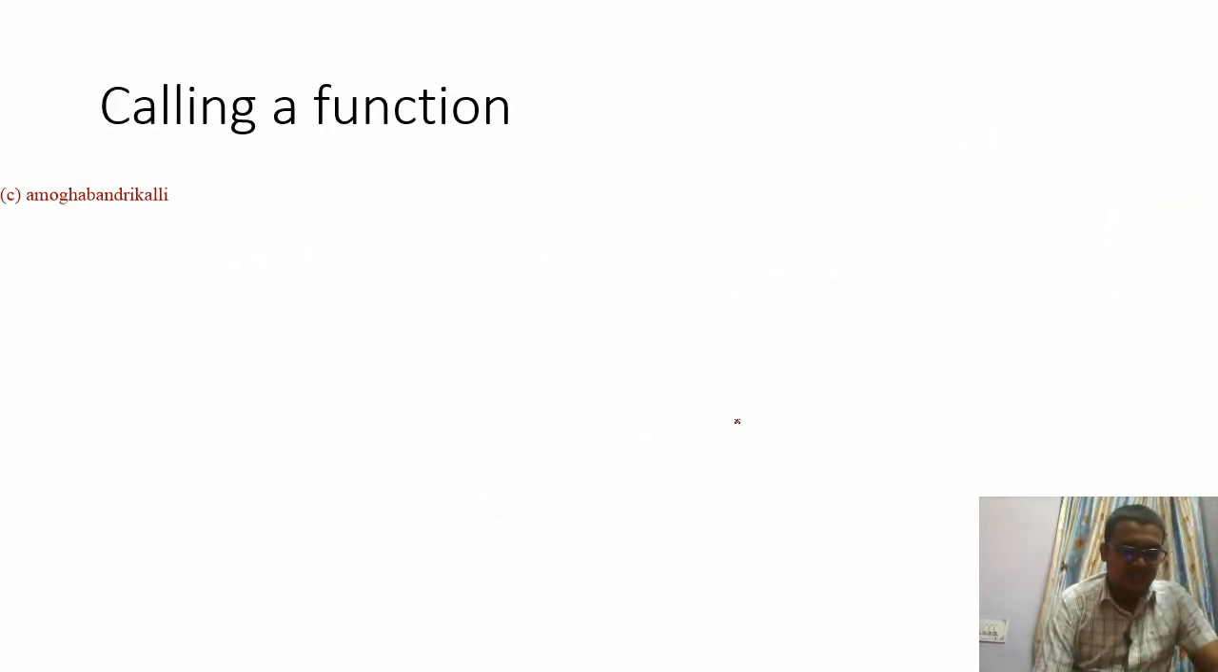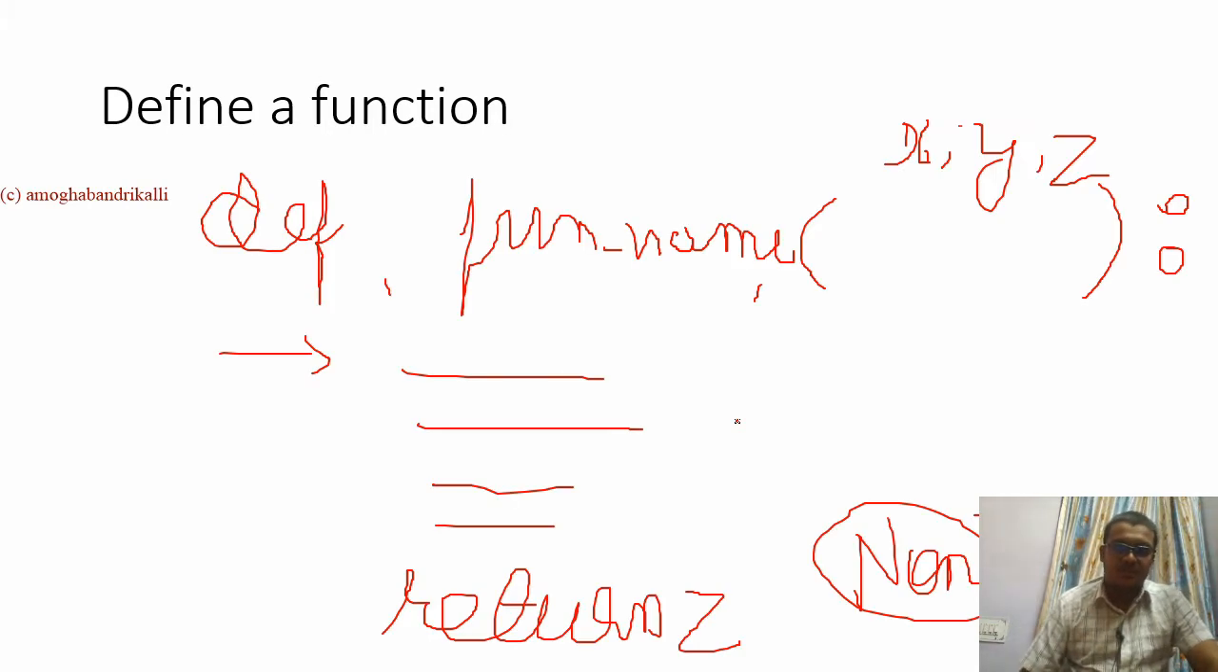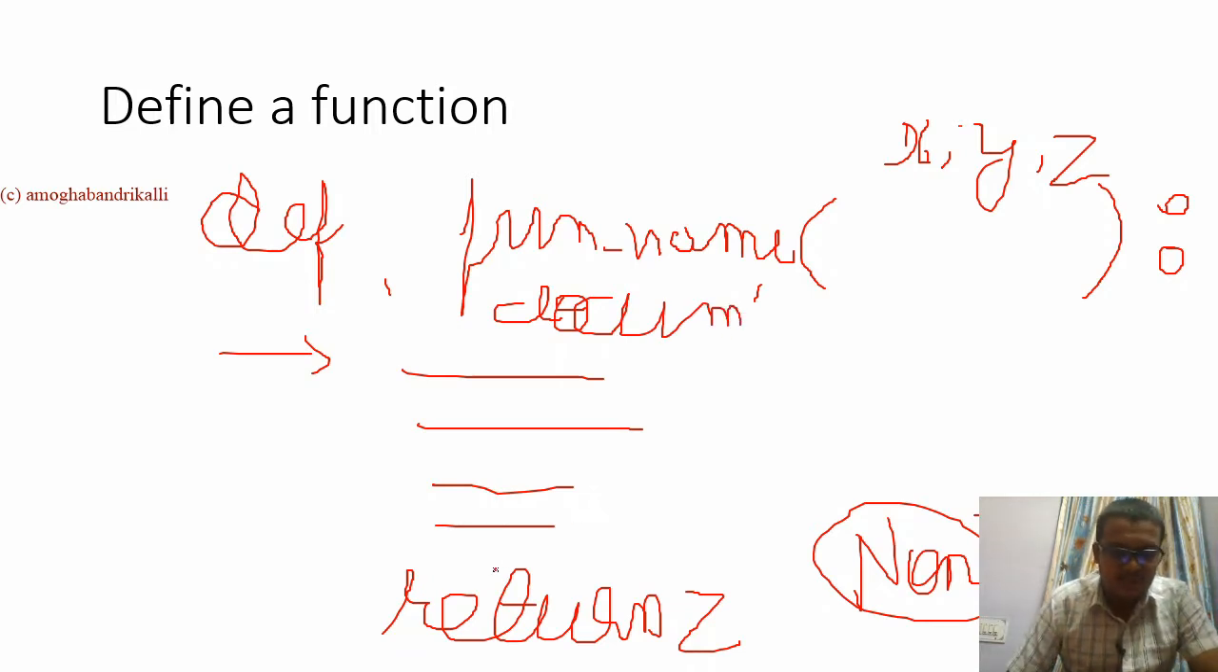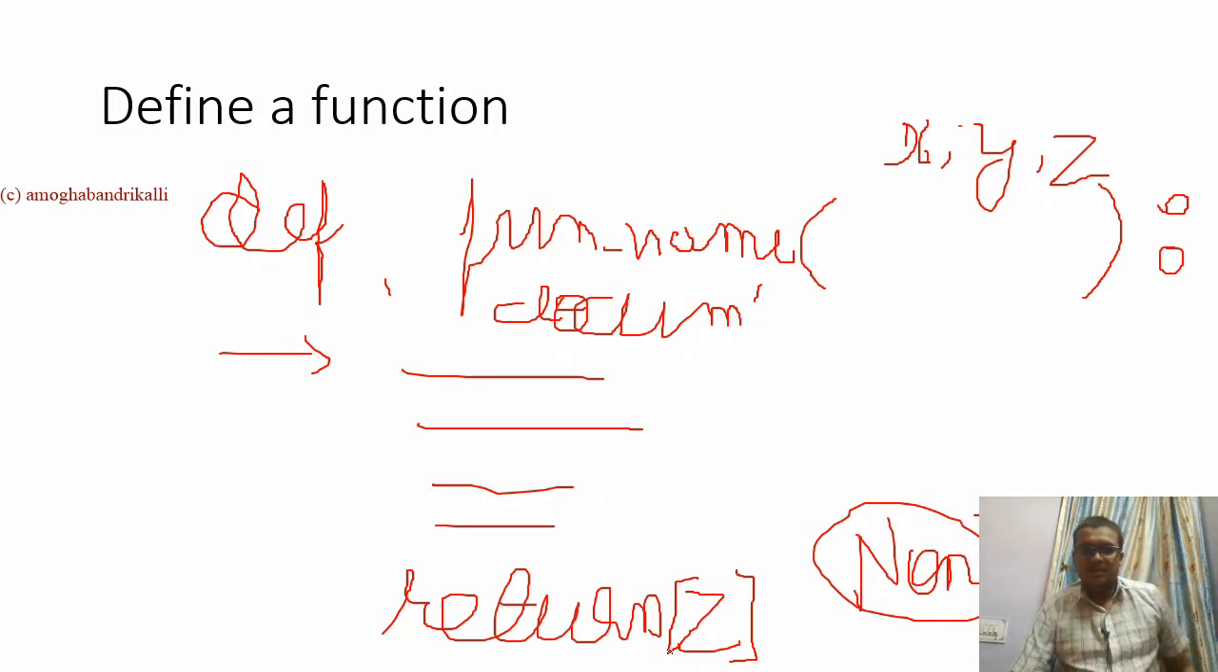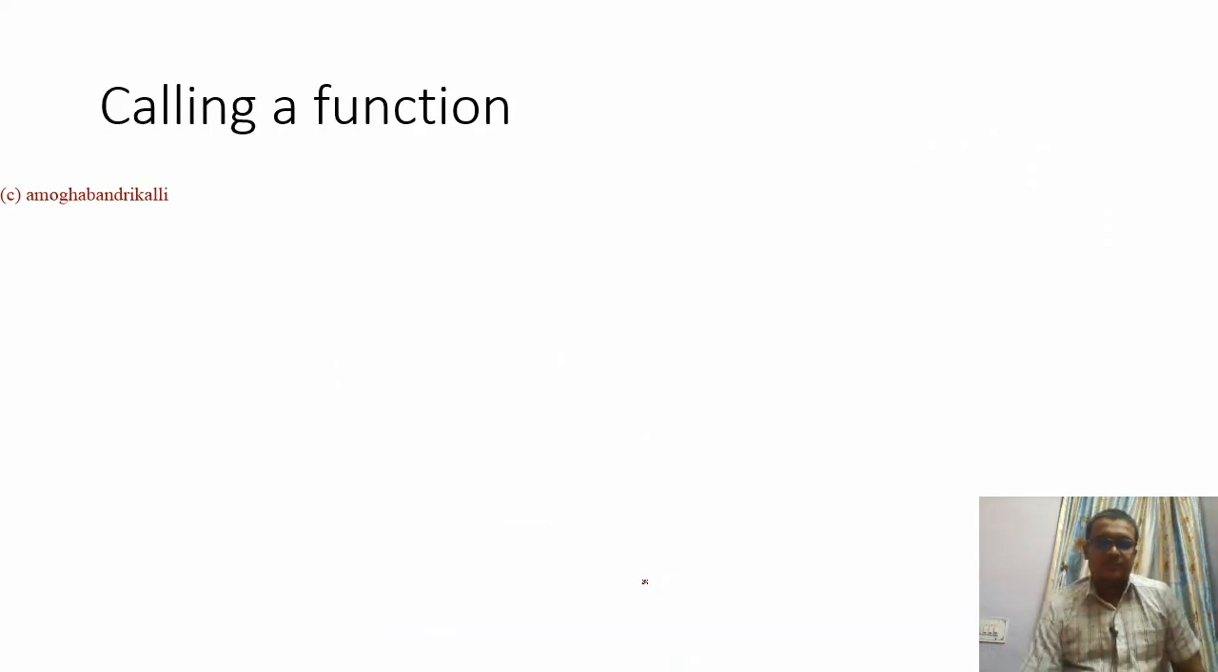So let me give the syntax. This was the respective syntax. You are going to pass parameters here, and you can give some documentation information about what exactly the function is going to do, and then you can give the return, and you can have an expression here. So this is defining a function. Next comes calling a function.